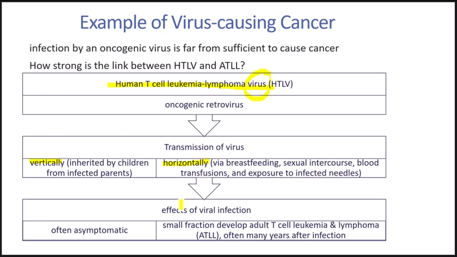Then after the infection, what are some of the effects? Well, they might be asymptomatic. There might be no symptoms at all. But a small fraction can be affected with adult T-cell leukemia and lymphoma many years after infection. So this makes it very difficult to determine where it came from and from whom when it's developing many years later.